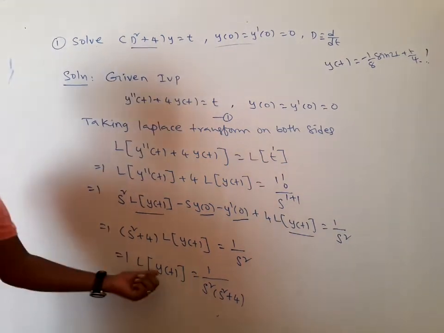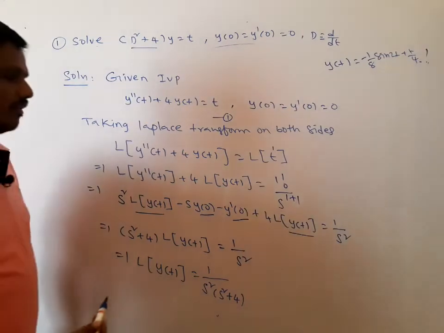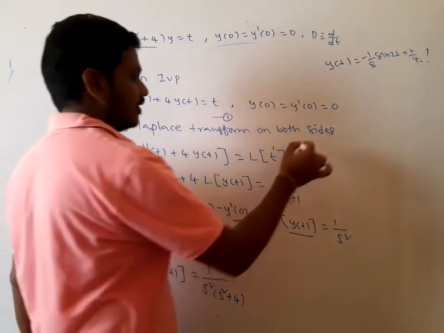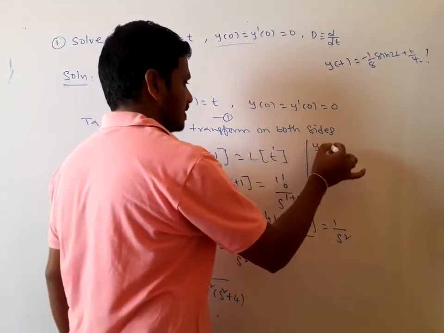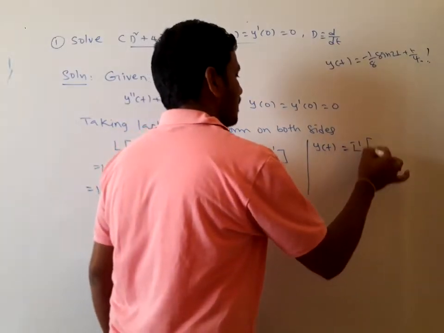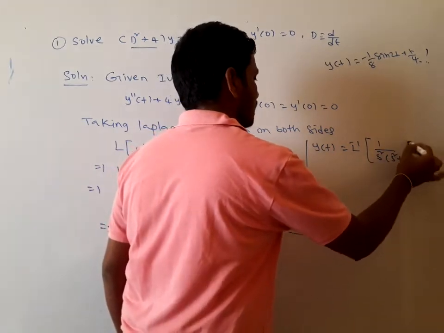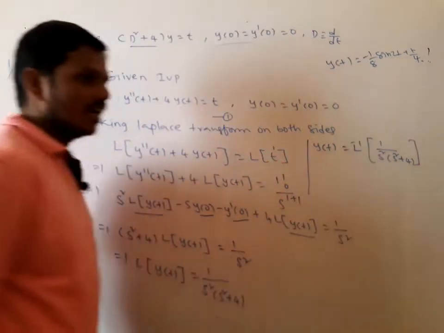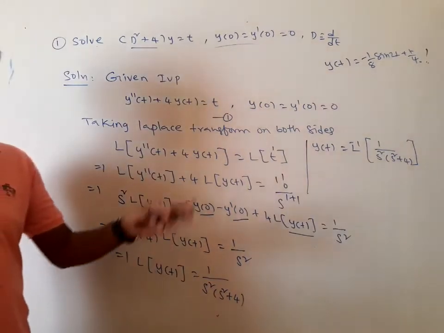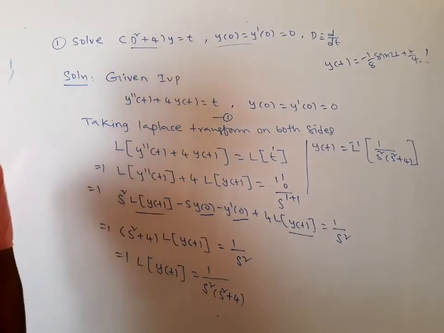Right. But we need to find y of t, no? That is the solution, right? So how can we get y of t here? y of t is equal to, you take this L to the right side, L inverse of 1 by s square into s square plus 4. If you find this L inverse, the problem is over. That is the solution, right?